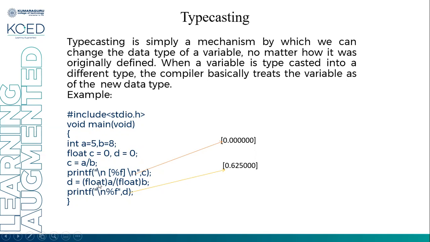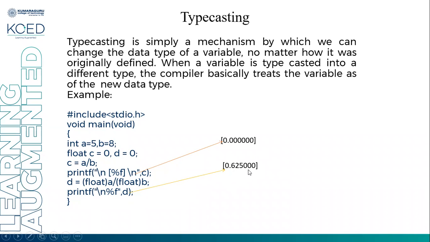You have to give the brackets around the data type, not around the variable: (float)a and (float)b. So now a and b become float. When we perform the division, we get the value 0.62500. How is this possible? Because a and b are converted into float type. When we store it in d, it returns 0.625, the exact answer.